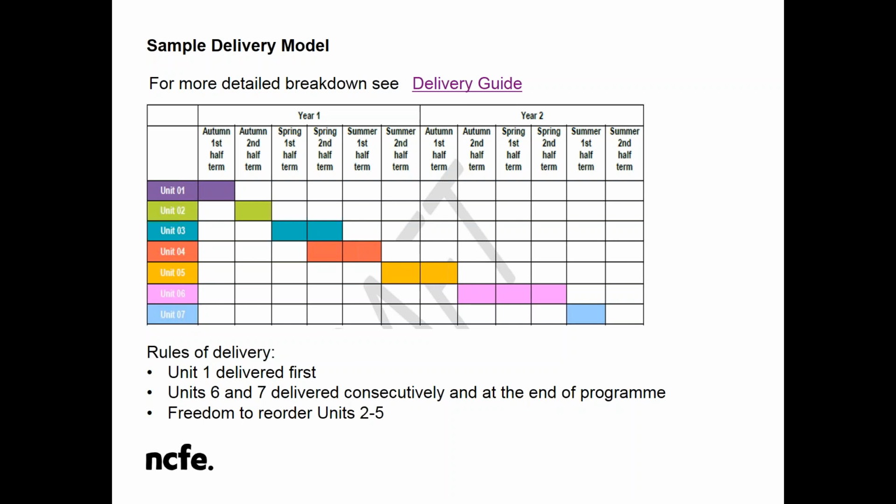In terms of the rules of delivery, the only recommendations that we would make are to deliver Unit 1 first. It's important to deliver Units 6 and 7 generally together, and at the end of the programme. We would expect that when it comes to the business plan and the ability of the learners to complete that assessment, they really will need to have covered the content and the delivery from Units 2 through to 5.